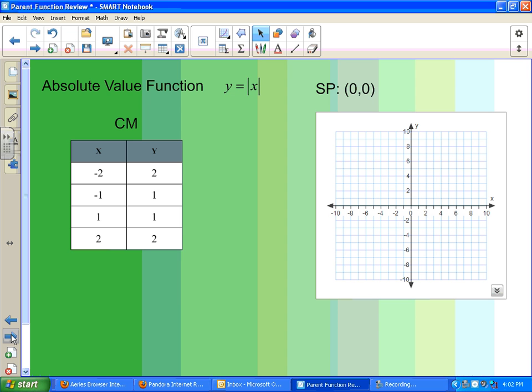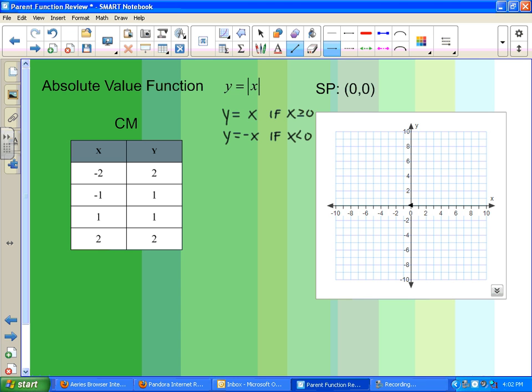Our next one, absolute value function, has a start point of 0, 0. Absolute value function actually is a piecewise function, and it is generated from y equals x if x is greater than or equal to 0, and y is equal to the opposite of x if x is less than 0. So I have two linears, one of positive slope, one of negative slope, creating these two lines that create a V. So it looked like this.